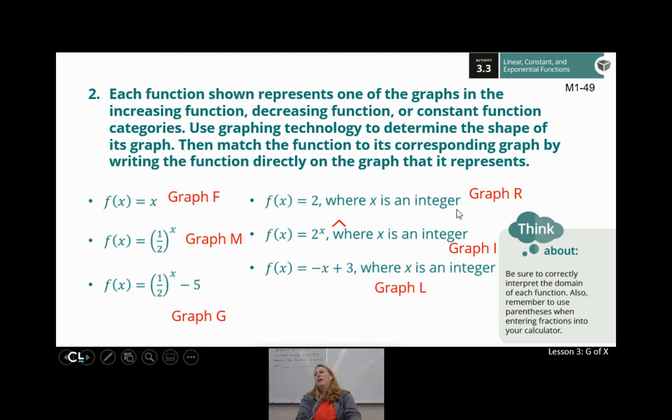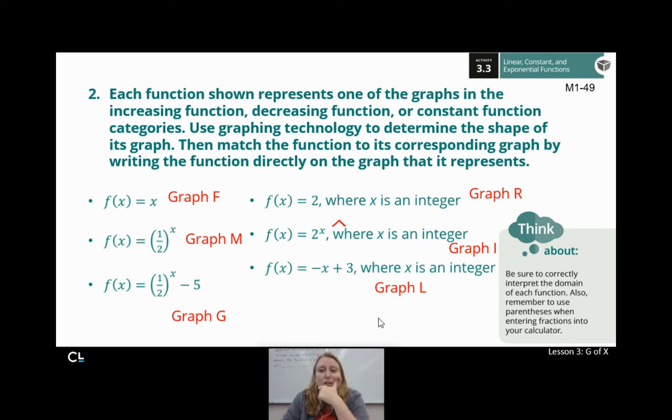Now it does say where x is an integer. That's because these were your discrete graphs. That's right, these were dotted ones, not solid ones. But they are there, that's not a bad thing. Please write the functions directly on the graph. So on your little square of a graph, can you just write the function right on there? You'll be glad you did.